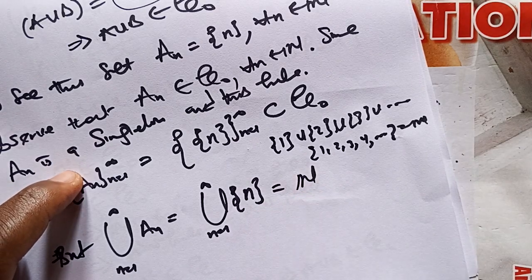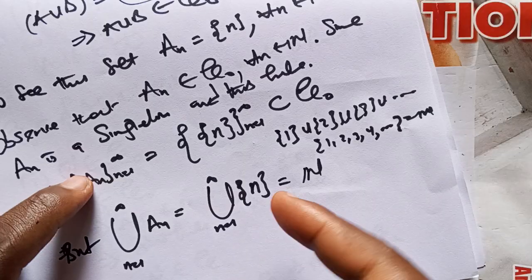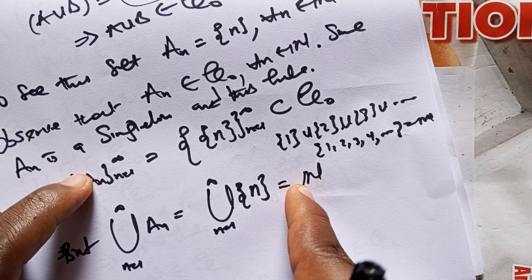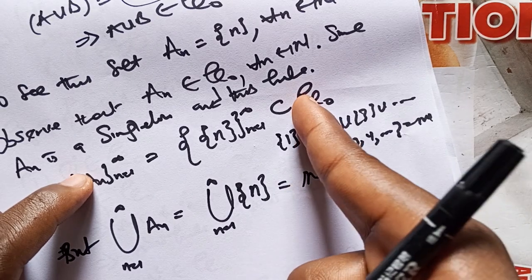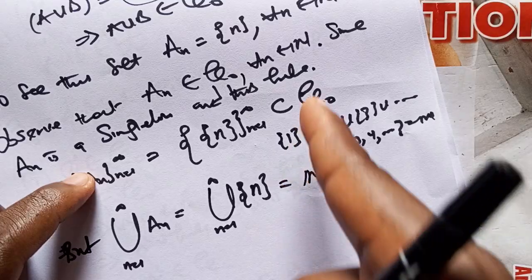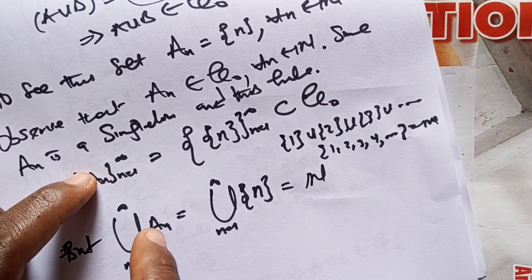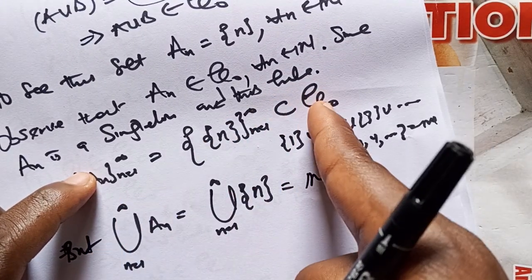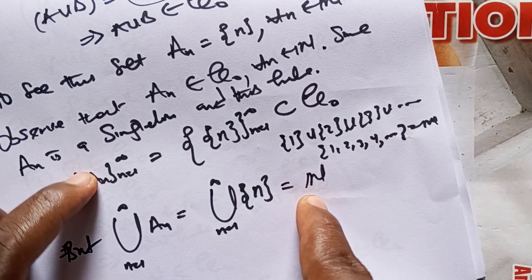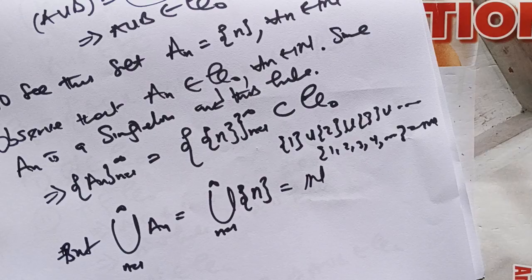So now we want to check if this set of natural numbers is in this algebra. Once we have shown that this set of natural numbers is in the algebra, then it means that the countable union is in the algebra, and therefore the algebra is what? A sigma algebra. So let's check. Now, is N finite? No, N is an infinite set.